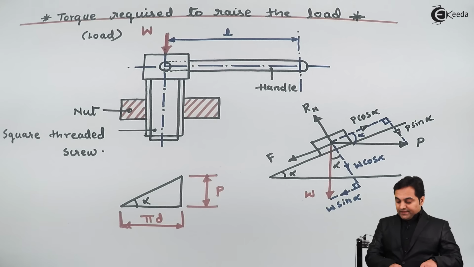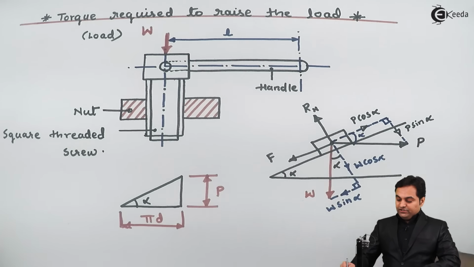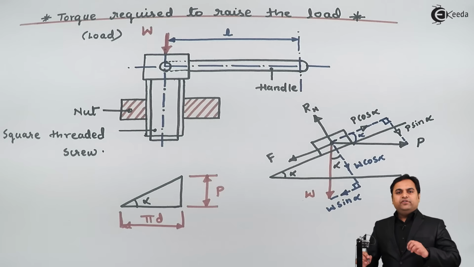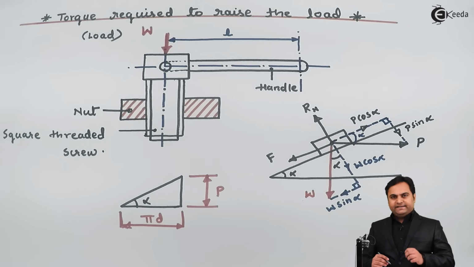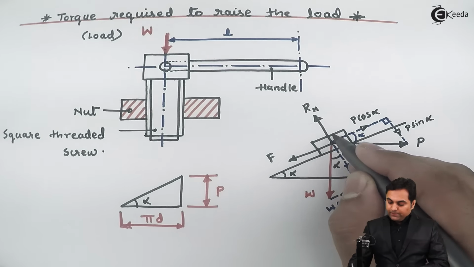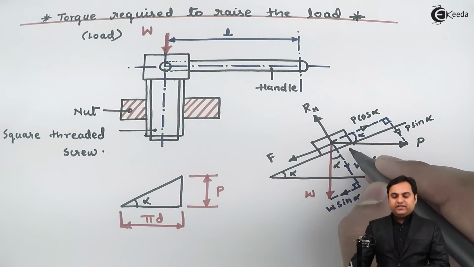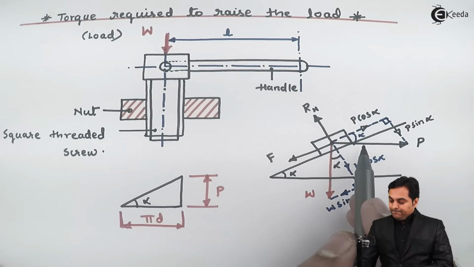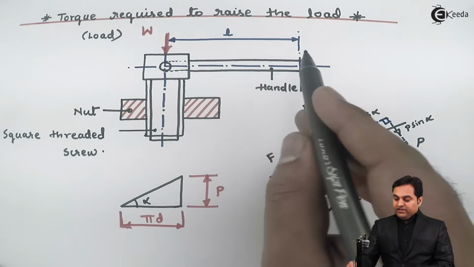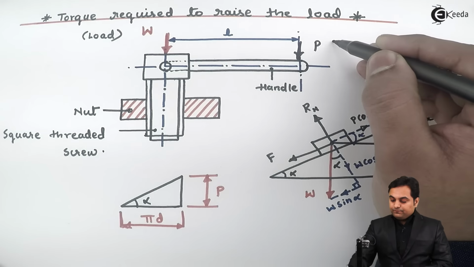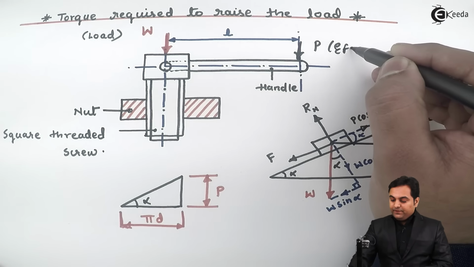So here I have drawn the diagram, which indicates the various forces which are acting on a screw and how I have denoted it. Here this block is nothing but the load which we are keeping on the screw thread profile. This P indicates the effort which we are applying at the handle. This is the effort P.